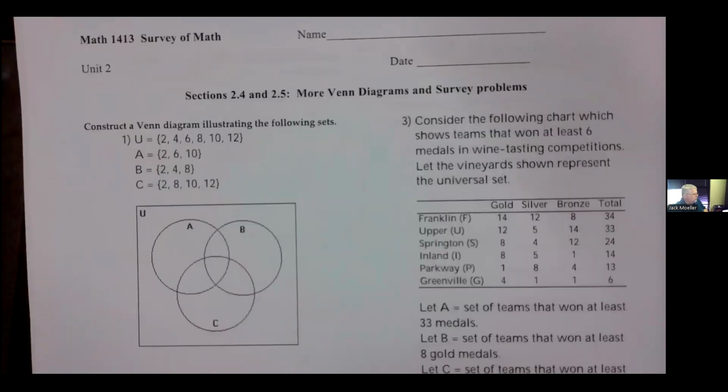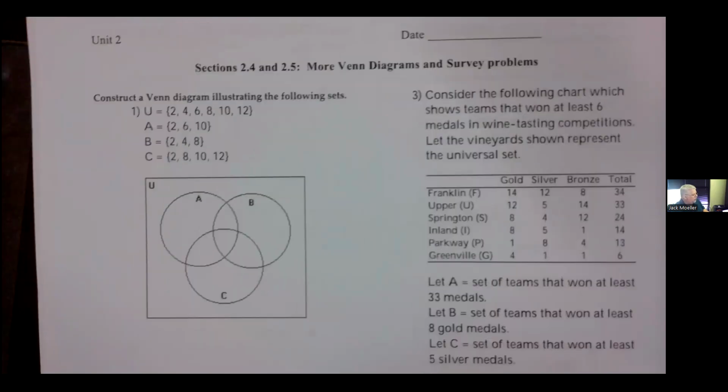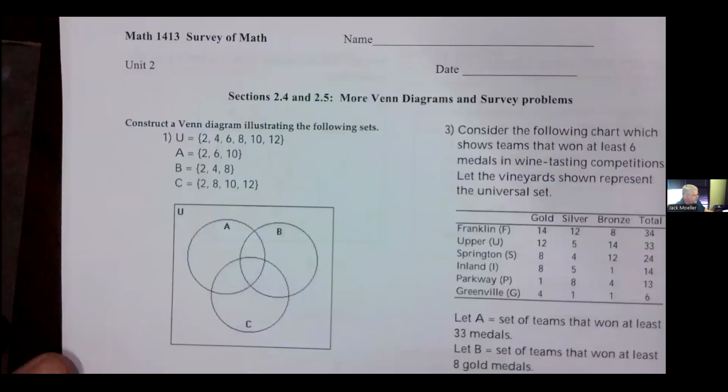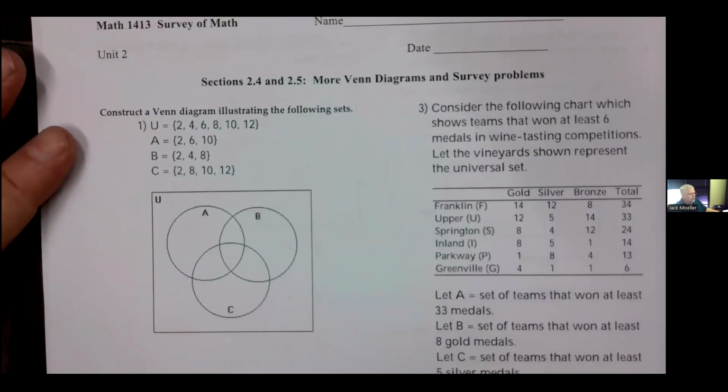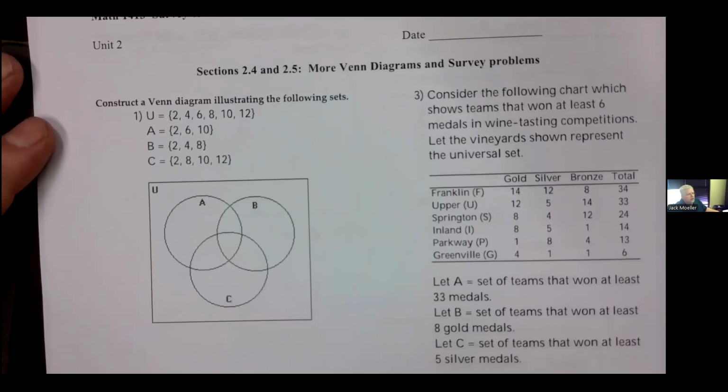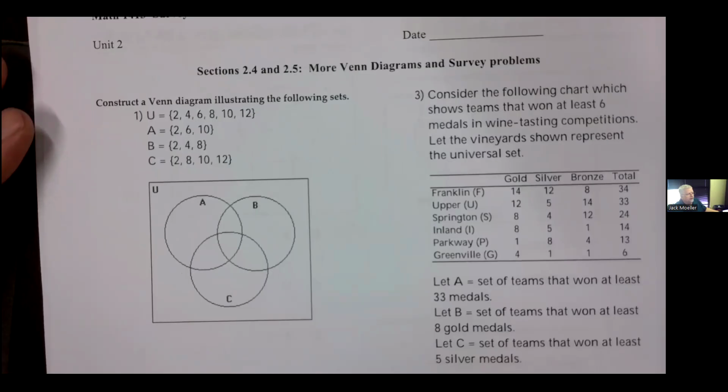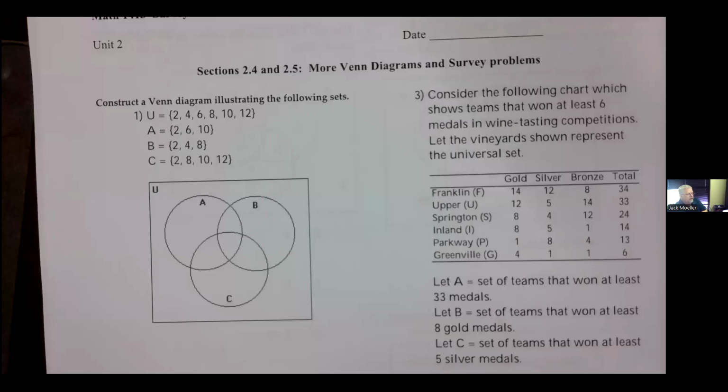Okay, so 2.4, three set Venn diagrams. Just like we did with the two set Venn diagram, we're going to talk about the regions. But before we do that, let's play around with them a bit. So number one is a basic problem. We're going to construct a Venn diagram using the following sets. The universal set is 2, 4, 6, 8, 10, 12. A is 2, 6, 10. B is 2, 4, 8. And C is 2, 8, 10, 12. So what we're going to do is take all these elements and put them in the appropriate regions in the Venn diagram.